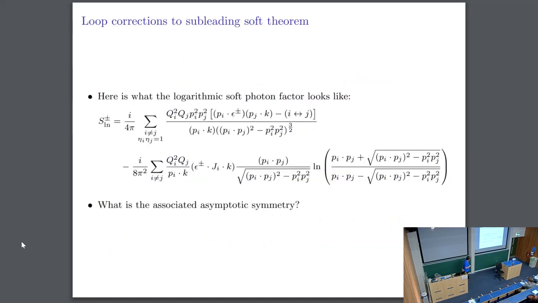And here's what the logarithmic soft factor looks like. If you recall what the leading and subleading soft factors look like, you'll find that this is way more complicated than the other terms. And now we have a new soft theorem, the logarithmic soft theorem. So the natural question to ask is, what is the associated asymptotic symmetry?